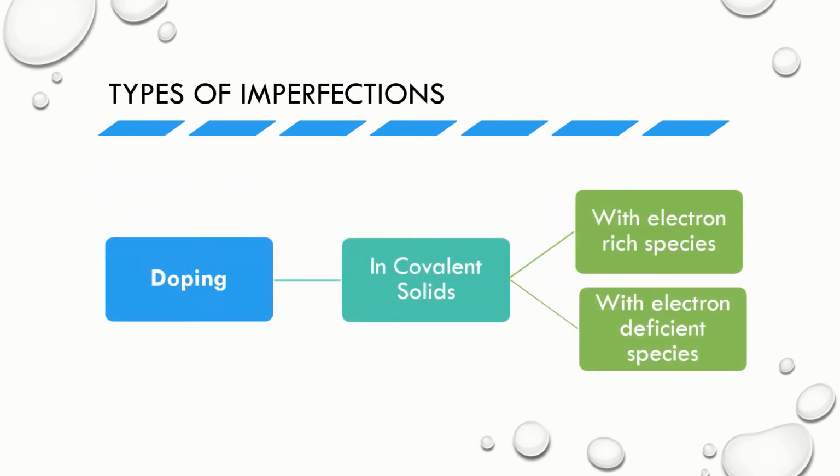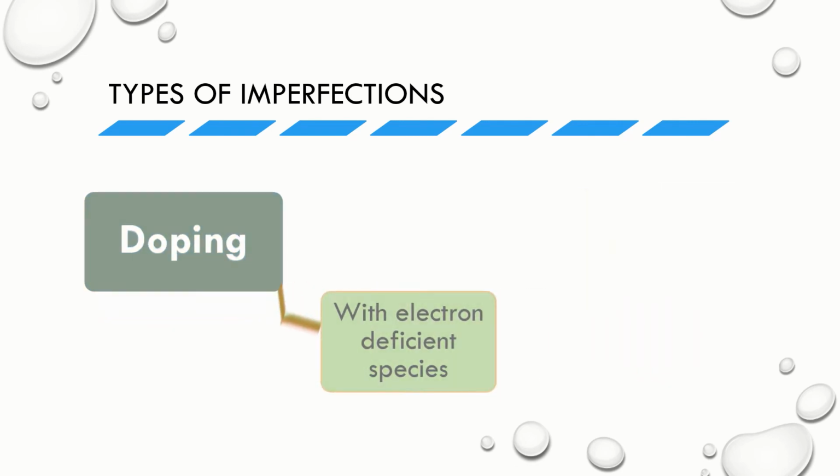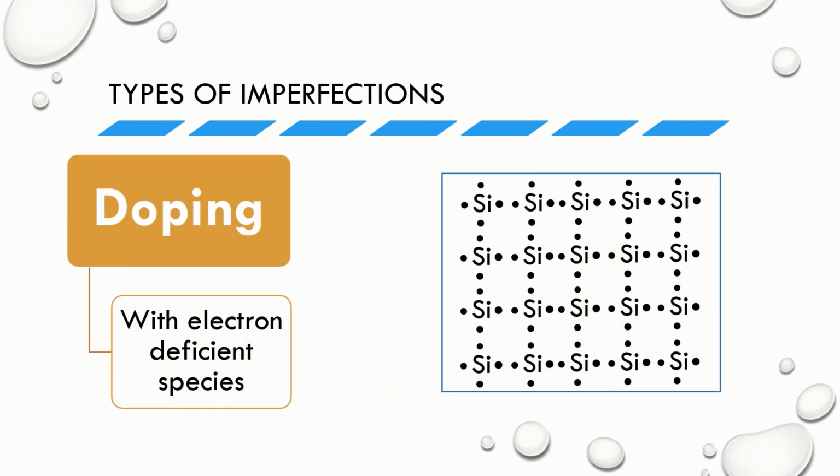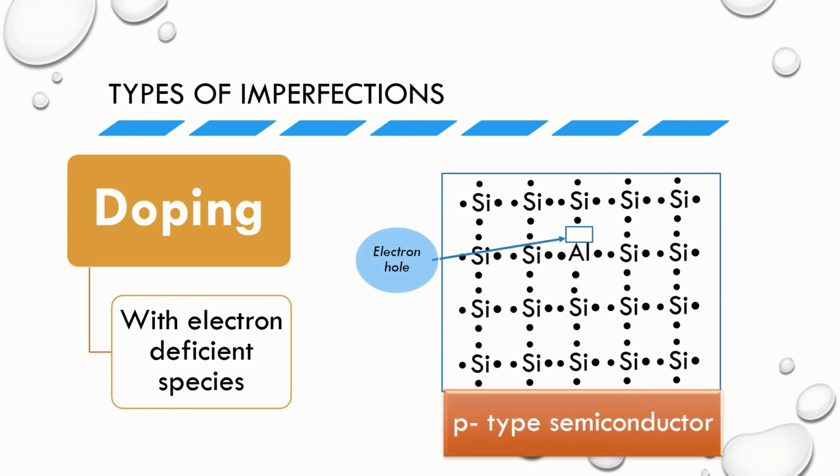Now, when group 14 elements like silicon are doped with group 13 elements like aluminum, the silicon atoms at some lattice sites are substituted by those of aluminum. Now, as group 13 elements have only 3 valence electrons, they can form 3 covalent bonds with the neighboring silicon atoms. Thus, a hole is created at the site where the 4th electron is missing. This is called electron hole.